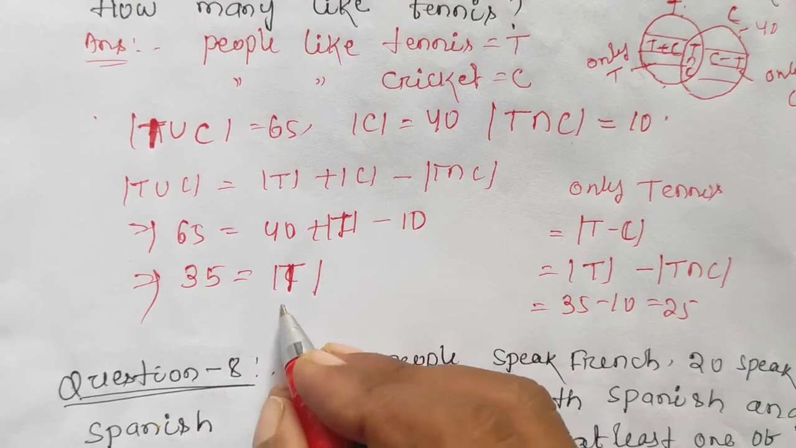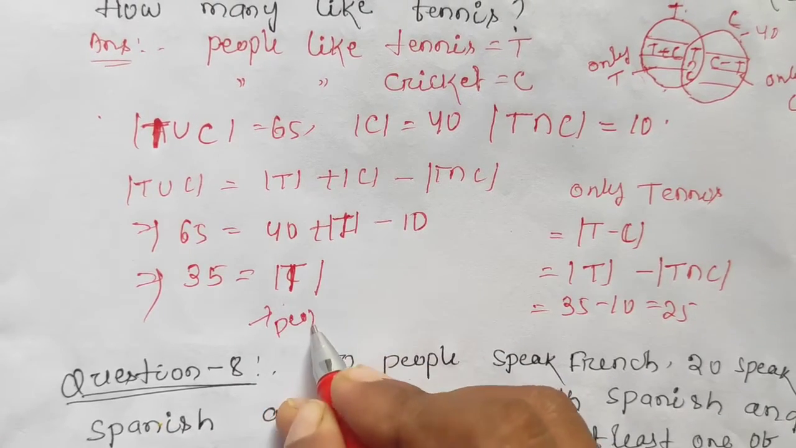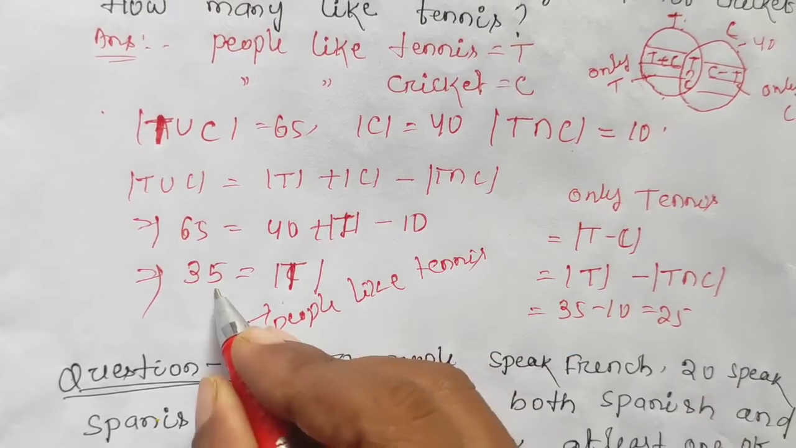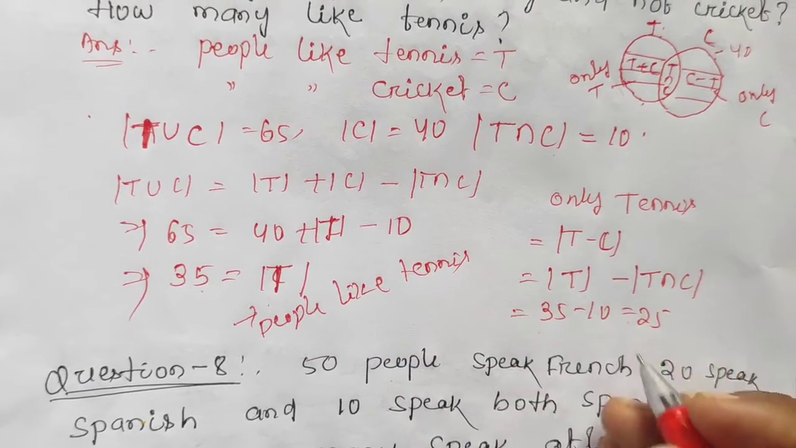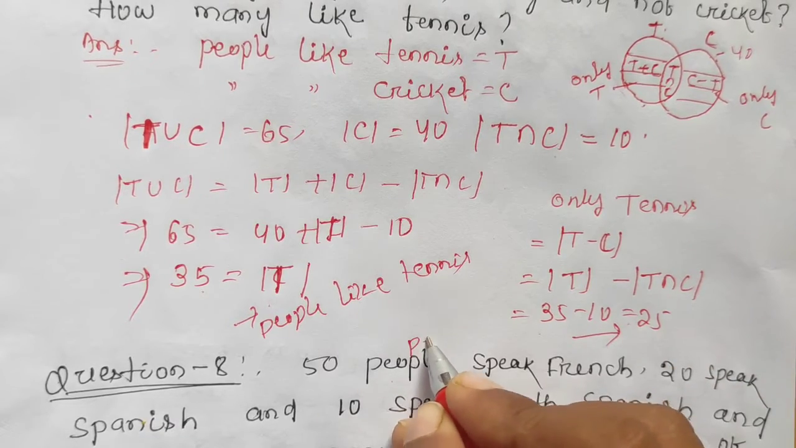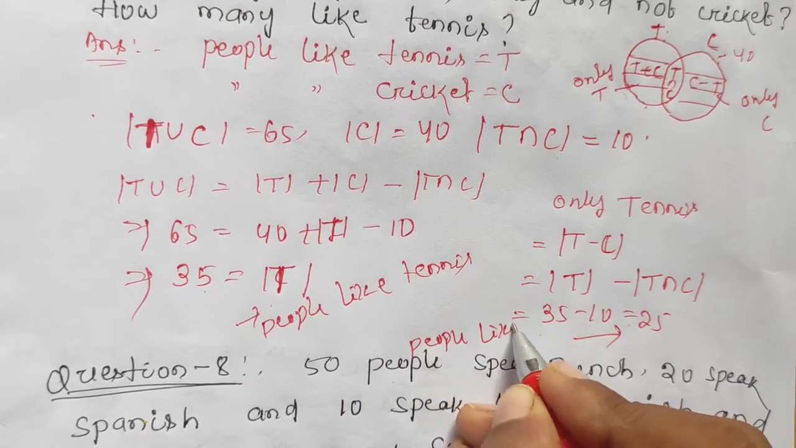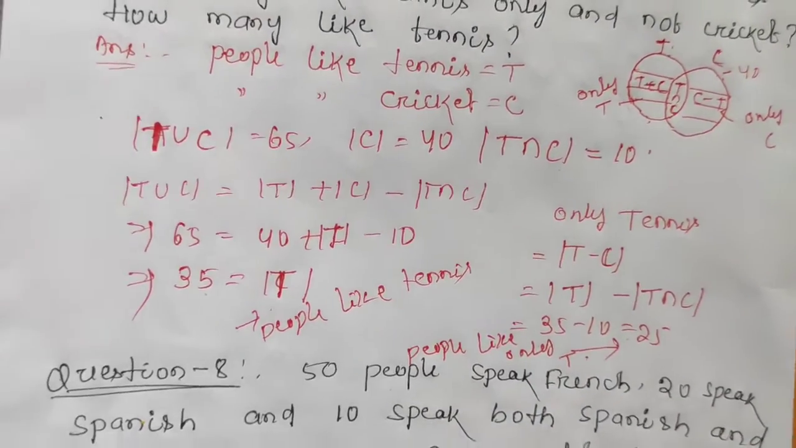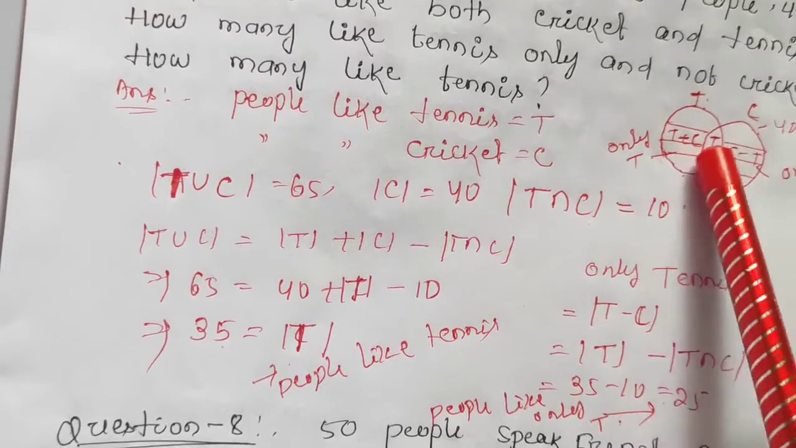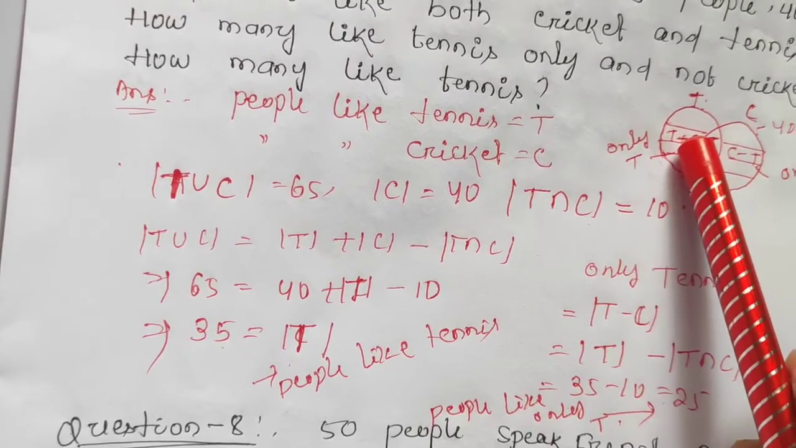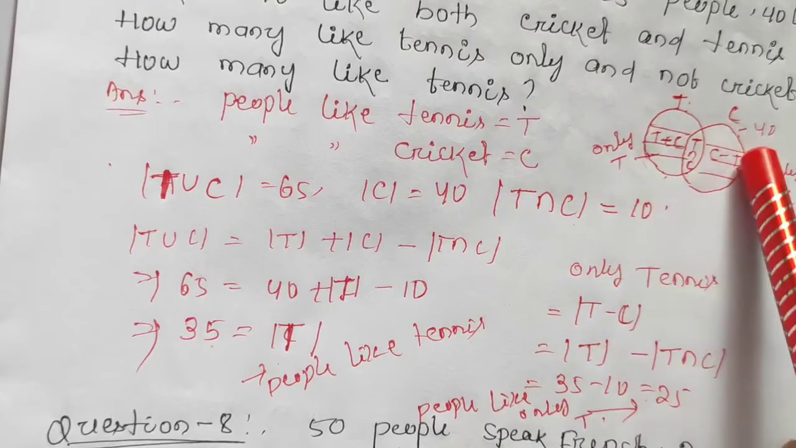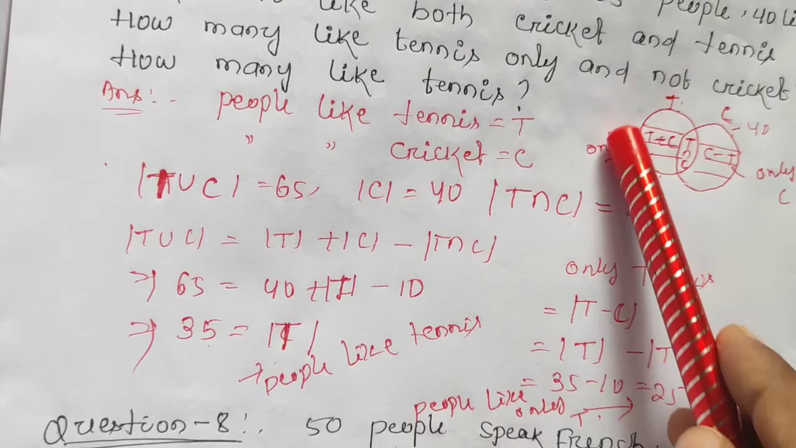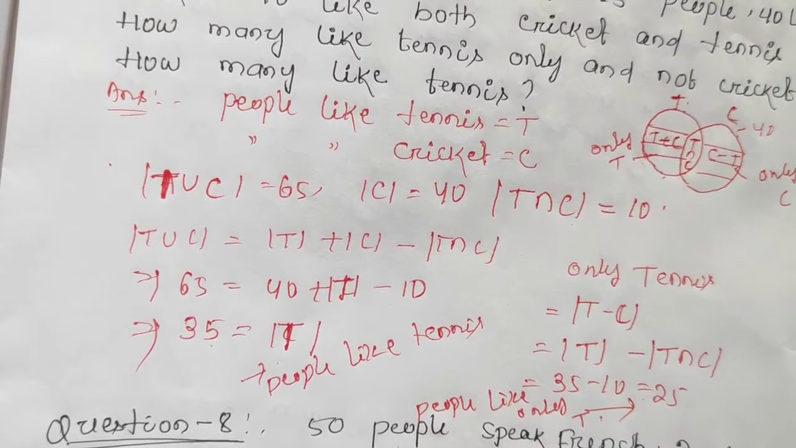So people who like tennis is equal to 35. People who like only tennis is equal to 25. Only T means total T minus T intersection C, which is equal to T minus C. And T union C minus C is equal to only T, that is T minus C. T union C minus C is T minus C.